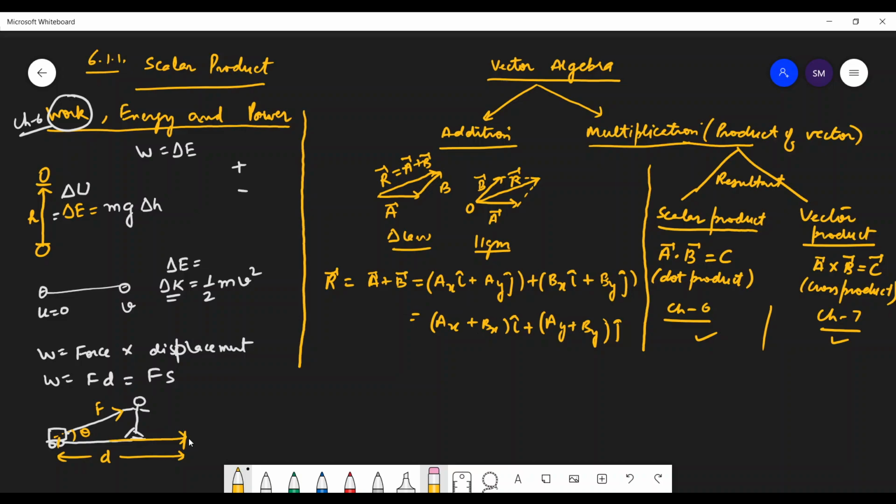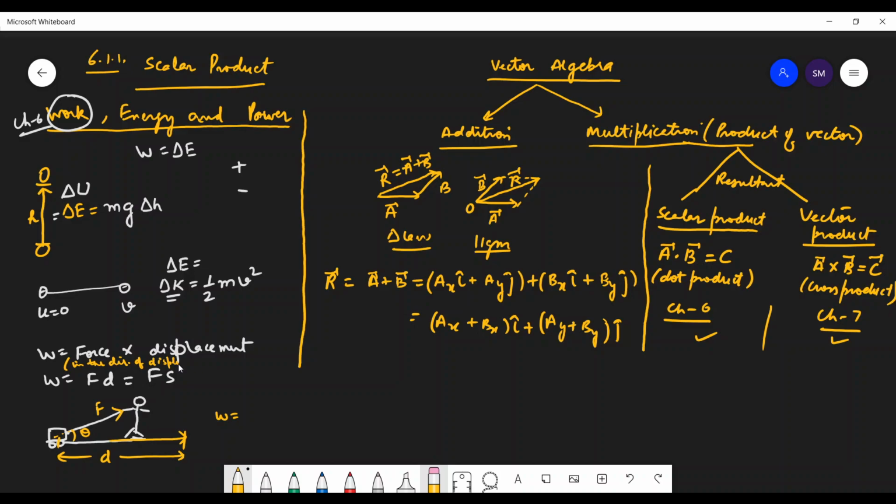So this displacement, it's better if I write here this displacement in the direction of force, or I can also write force. Which force? The force in the direction of displacement. So which force am I talking about? I'm talking about the force in the direction of displacement, or you can say force into displacement in the direction of the force.